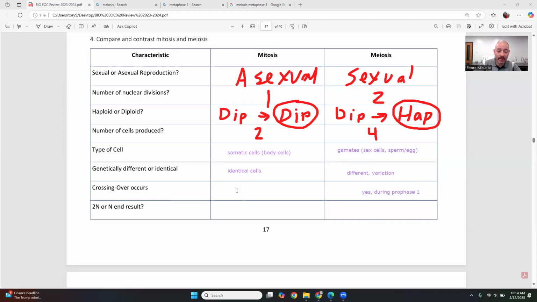Does crossing over happen in mitosis? I wouldn't want it to. I want a perfect copy of that original cell again. So does crossing over happen in mitosis? No. Now, when we talk about 2N or 1N, that N is referring to the number of sets of chromosomes that we have. Since mitosis is working with diploid cells, that's both sets of chromosomes, the mom and dad version. So this is going to be 2N. Whereas if you were producing sperm or egg cells, you are only one half of that equation, haploid cells. So this would only be 1N.